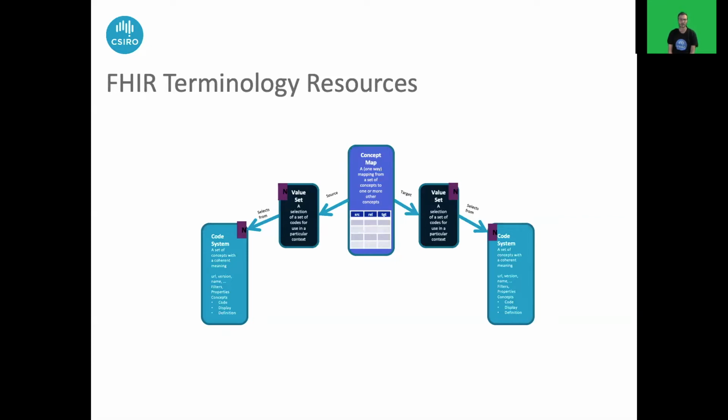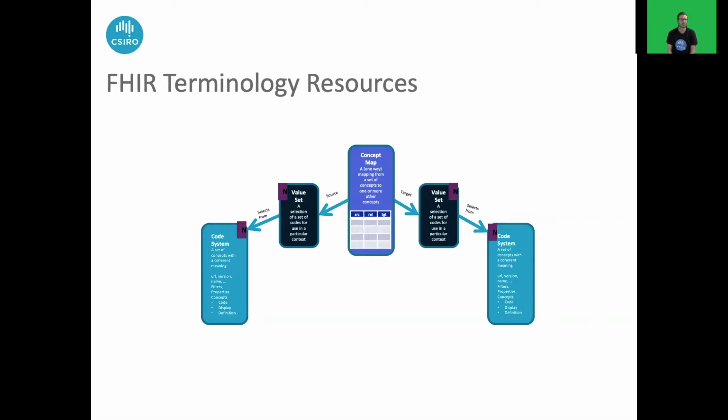The concept map resource, on the other hand, is currently at maturity level 3, which means that there is some chance that some of the parts of concept map will change, even though it has been through some HL7 connectathons and it has had a degree of scrutiny from the FHIR community. So what are these resources?